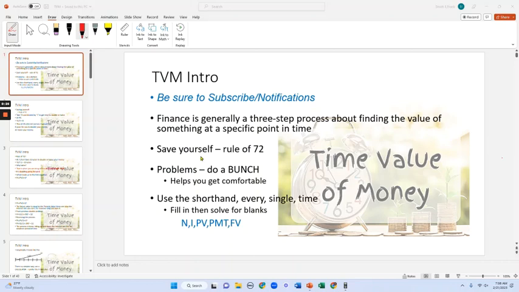There is a rule, we'll get to in just a second, called the Rule of 72, but it is about saving yourself. It's how you can find out the general value of some of these problems before you punch it into a calculator. And that's helpful to keep you in the ballpark when it comes to testing and so forth out there.